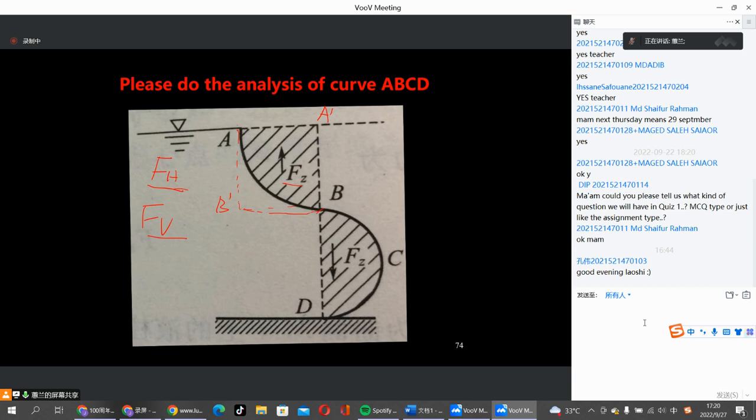So we can find that for AB, the vertical force is actually equal to the weight of this empty pressure volume, and it's upward. However, for BCD, how do we calculate the vertical force? For BCD, this time it is better to cut it into two halves. Why? We will know it later on.